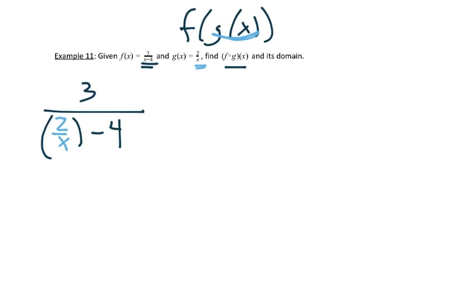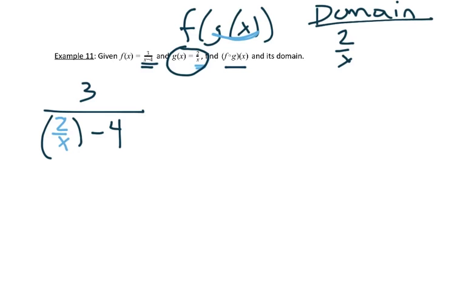So let's find our domain first. In our domain, we want to look at just g of x because that's inside first. So 2 over x. This works a lot the same as the last time. It tells us that x can't be 0. Okay, that's what that line through the equal sign means. It can't be 0. So we'd have 0 on our number line crossed out.